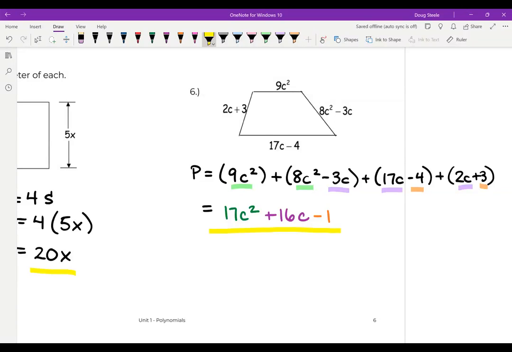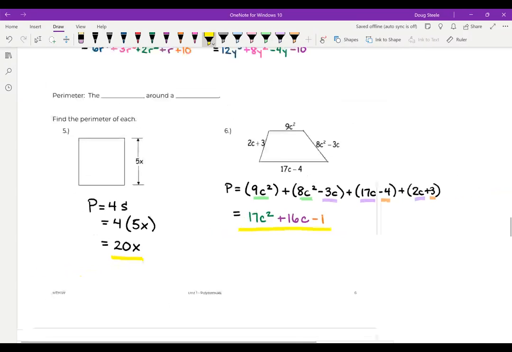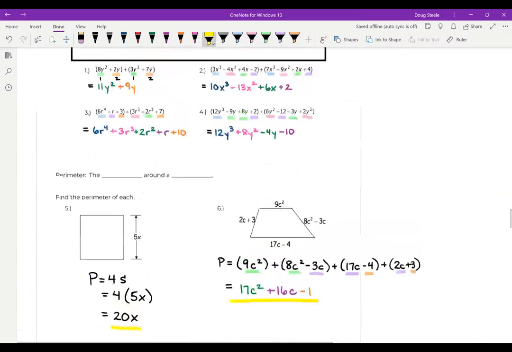I have no clue what the actual perimeter is until I know what the value of c is. That is how we add polynomials and collect like terms.